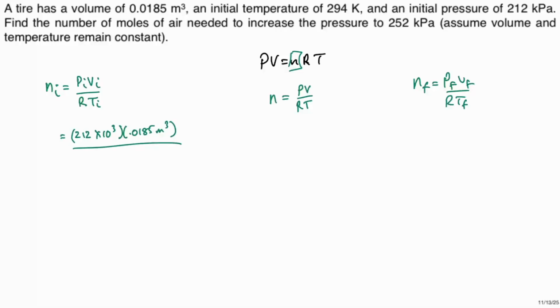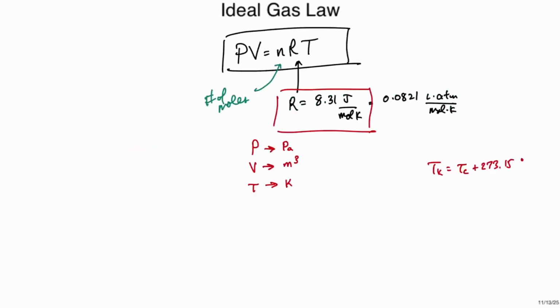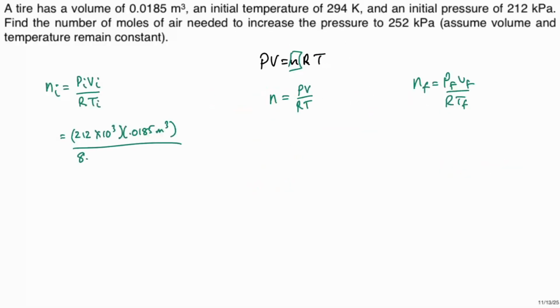Gas constant, which one am I going to put in? Good, 8.31, the more perfect one. And then what's the temperature? 294. Okay. All right, so that will be my initial, and I think I did this. This turns out to be 1.61 moles.